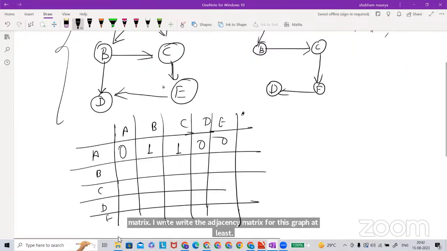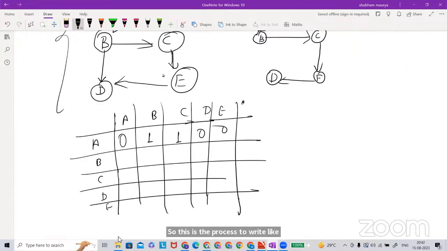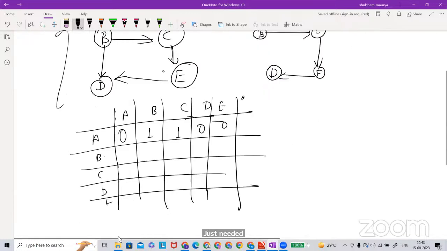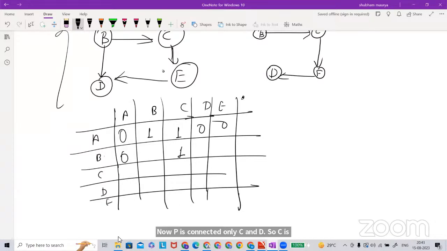So this is the process to write it. B to A is 0. Between B and A there is no edge. This is a directed graph we are trying to write, so that's why it is going to be 0. Now B is connected only to C and D, so C is going to be 1 and D will also be 1.